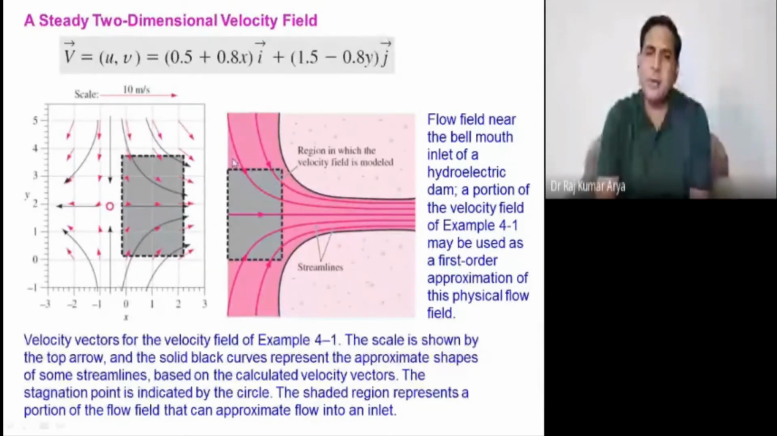So you have learned one thing here, the stagnant point. The stagnant point is the point where the individual components of velocity must be equal to 0. There should not be any velocity magnitude in any direction there. Fine.